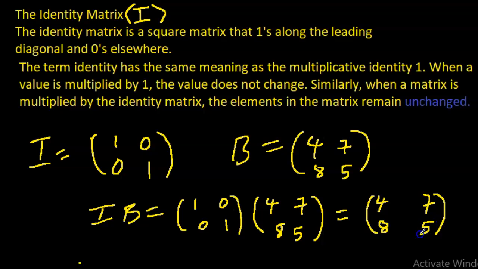Notice the matrix you get is still B. So I times B is equal to B. So it's the equivalent of multiplying by 1 per se. Alright? The value does not change.